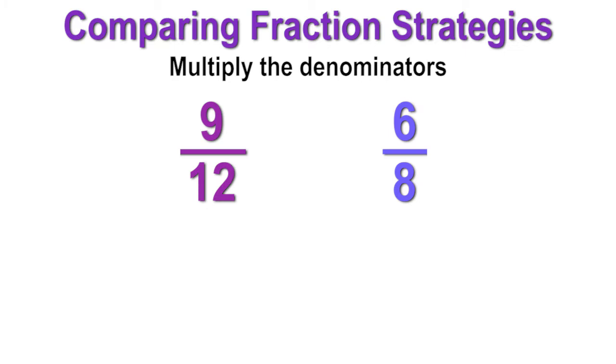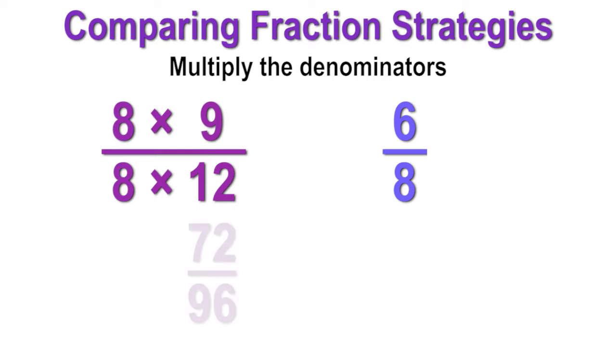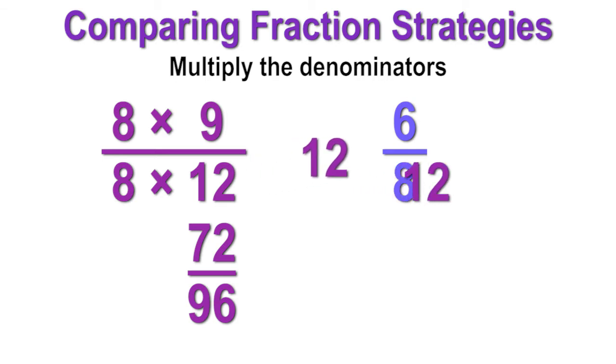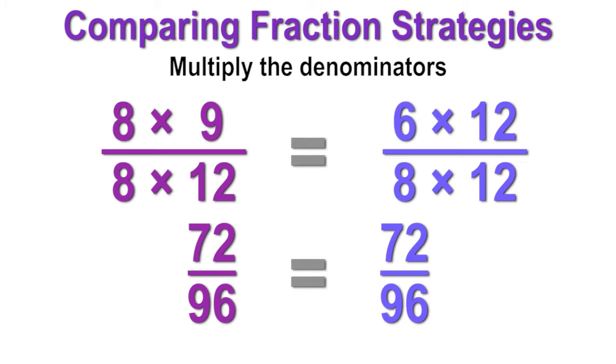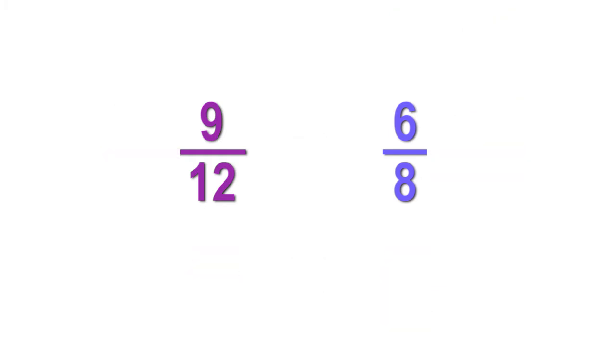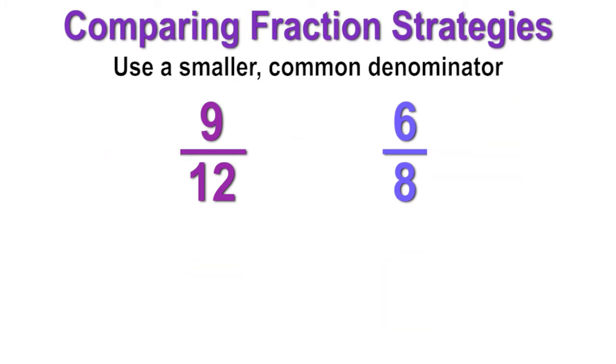We could also multiply the denominators of these two fractions to find common denominators. To do this, multiply the numerator and denominator of 9/12 by 8, which would give us 72 over 96. Then multiply the numerator and denominator of 6/8 by 12, which would equal 72 over 96. You can see that this set of fractions is equivalent. However, in this case, multiplying the denominators can give us really large numbers. Another strategy for comparing fractions is to find a smaller common denominator.